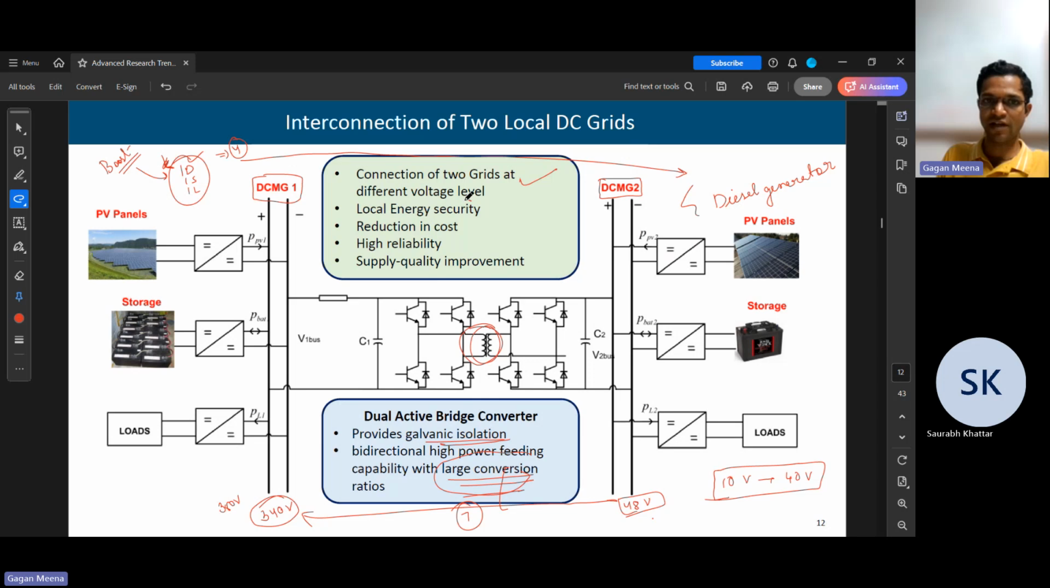Then we can have local energy security and reduction in cost if we are not using a diesel generator. High reliability: if there is less generation here, we can import generation from the other grid. Still we can meet the load. That's why reliability is increased here. And the supply quality can also improve in this case.